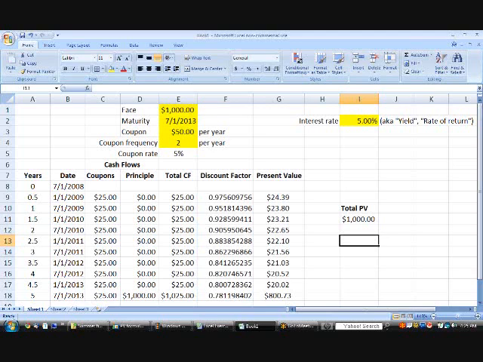One more step here. I'm just going to convert that present value into a different format to express it as a market price, and that's just going to be taking the present value divided by face amount and multiplying by 100.